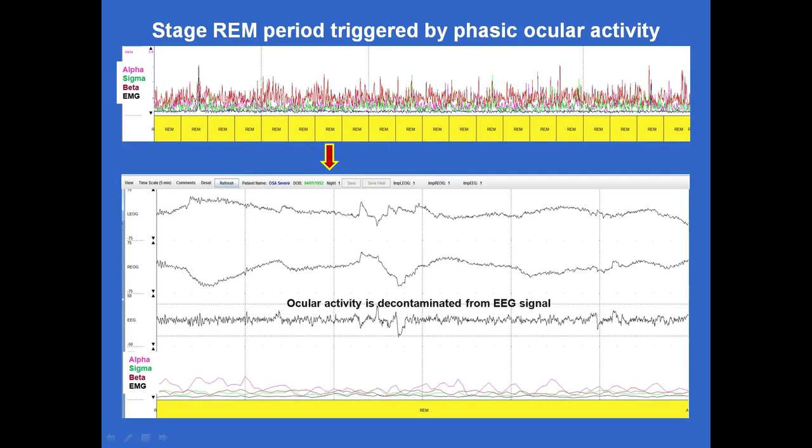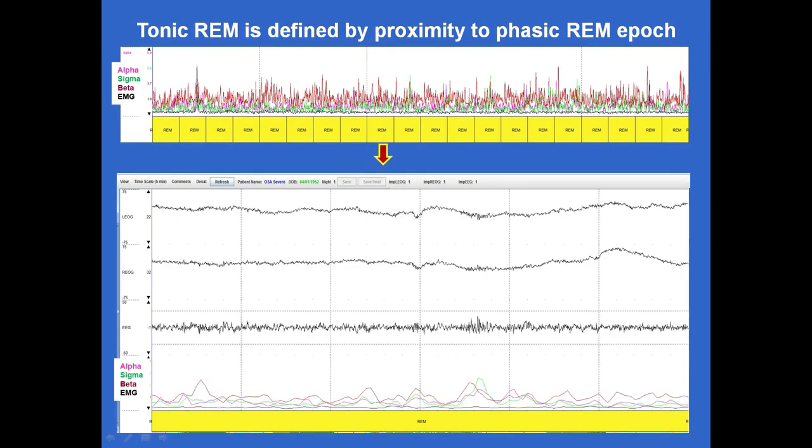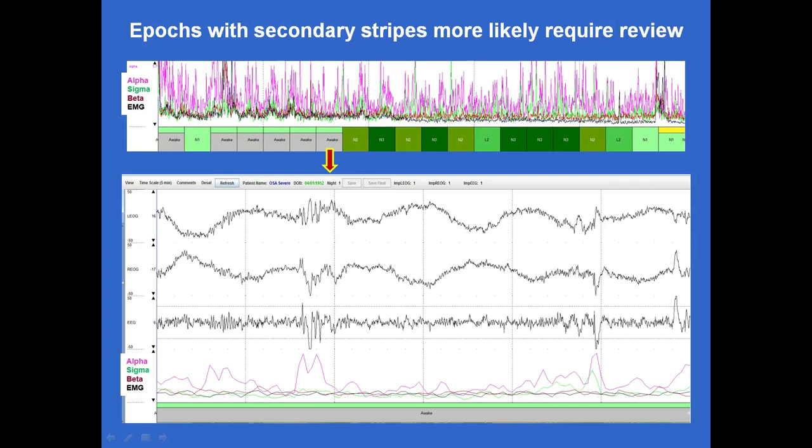Sharp ocular activity in combination with high beta and low EMG is required for the detection of phasic REM. To assist with interpretation, the EEG signal is presented after decontamination of ocular activity. The contiguous sequence or block of REM epochs requires at least one epoch of phasic REM to accompany any number of epochs with tonic REM.